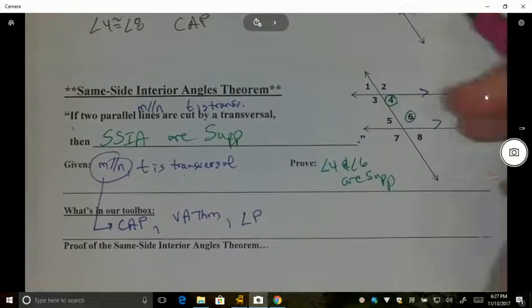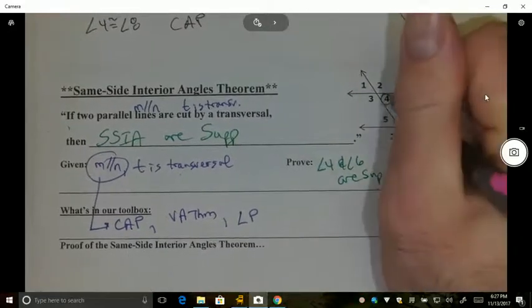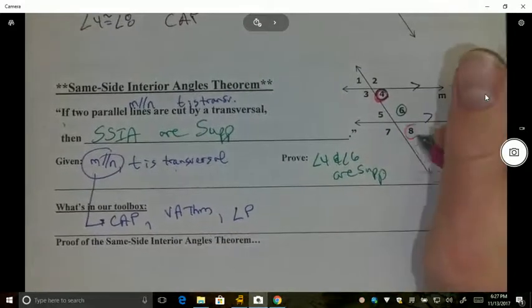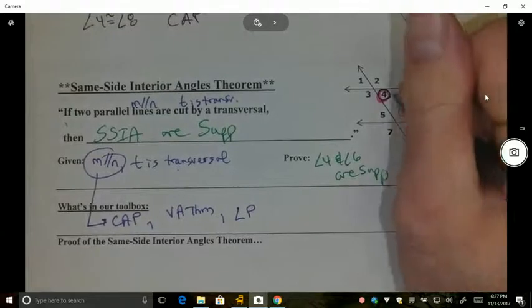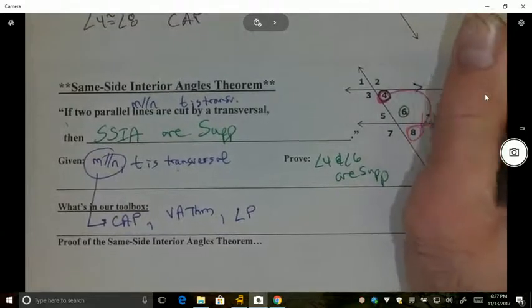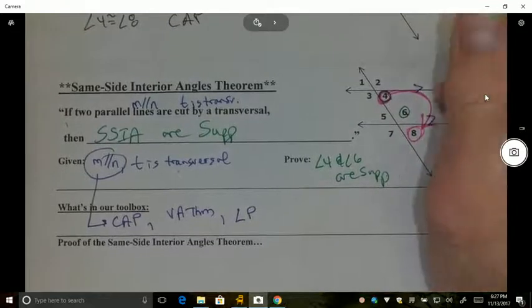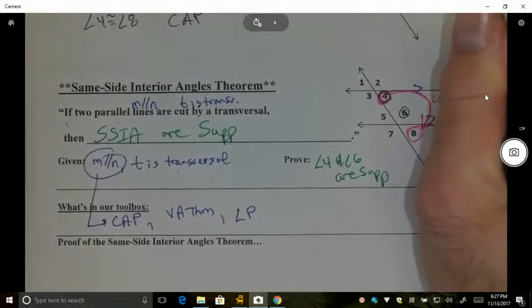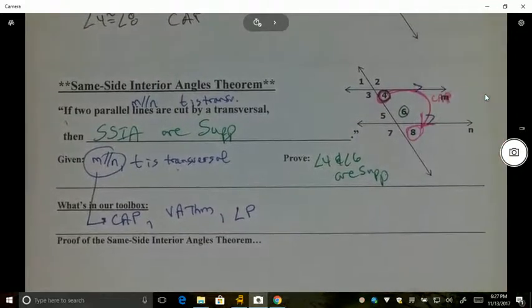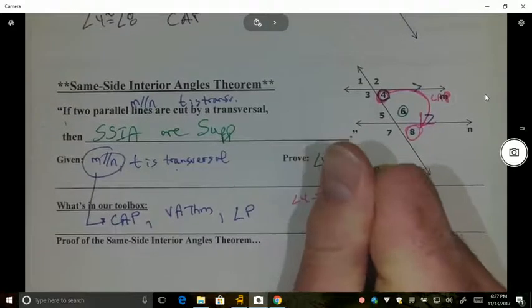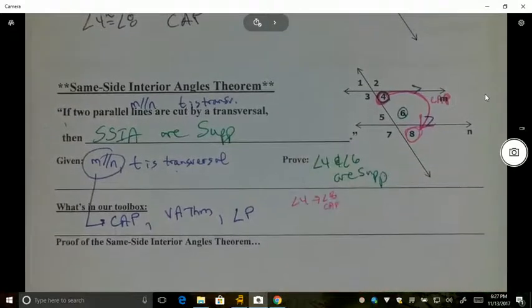Well, if I'm looking at corresponding angles and I'm starting at 4, its corresponding angle is angle 8. So I have a connector to get me from 4 to 8, and that is the corresponding angles postulate. So that's my game plan so far. I'm going to go from 4 to 8 using the corresponding angles postulate.